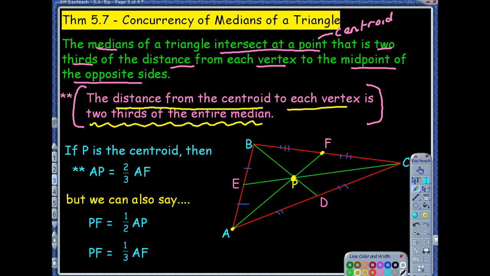So they're saying, let's say P is the centroid. Now, since we have three segments, three medians, we could consider this three different ways. We're doing it one way, okay?